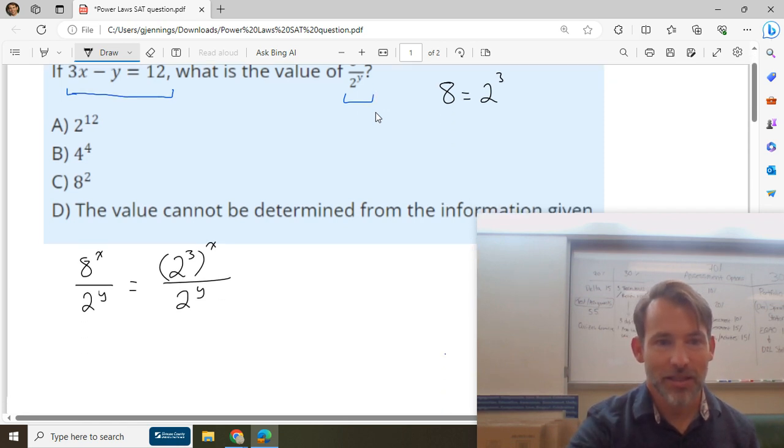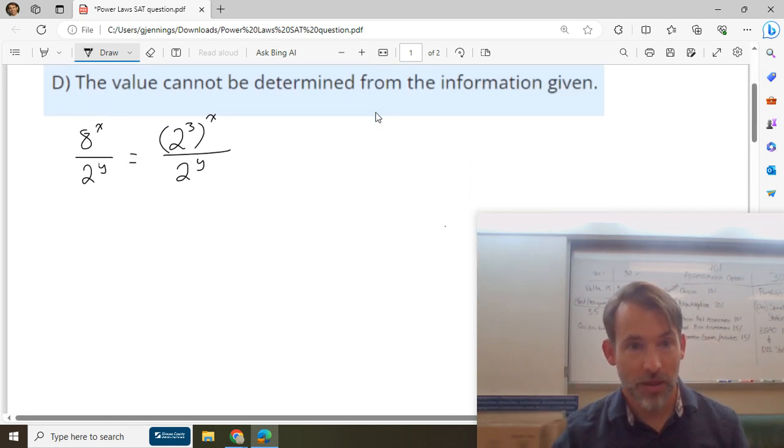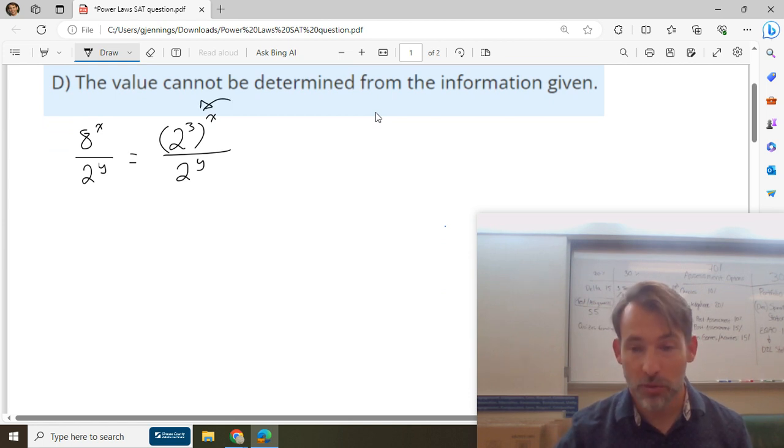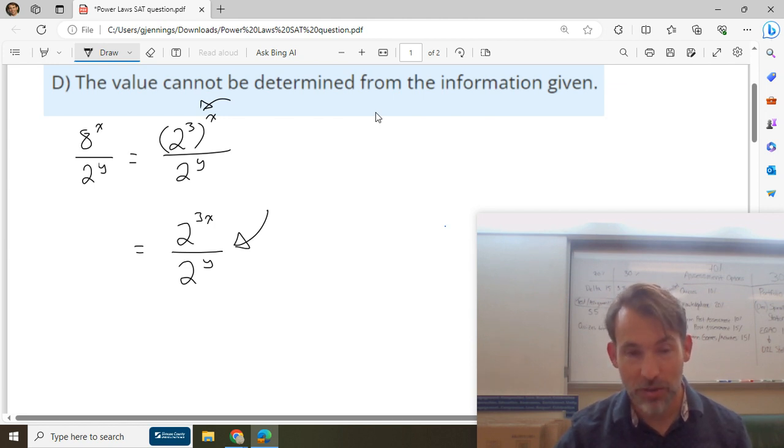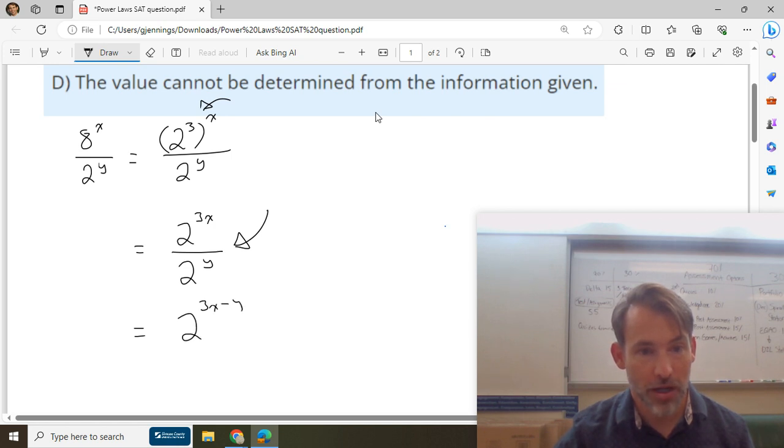And now let's resolve that exponent over there. Here we're going to apply our power of a power law. So we multiply the powers. So I'm going to multiply 3 by x. So that's going to be equal to 2 to the 3x, because that's 3 multiplied by x, divide by 2 to the y. Now I apply my quotient of powers law. I am dividing two powers that happen to have the same base, so I subtract the exponents. This will be equal to 2 to the 3x minus y is my exponent.